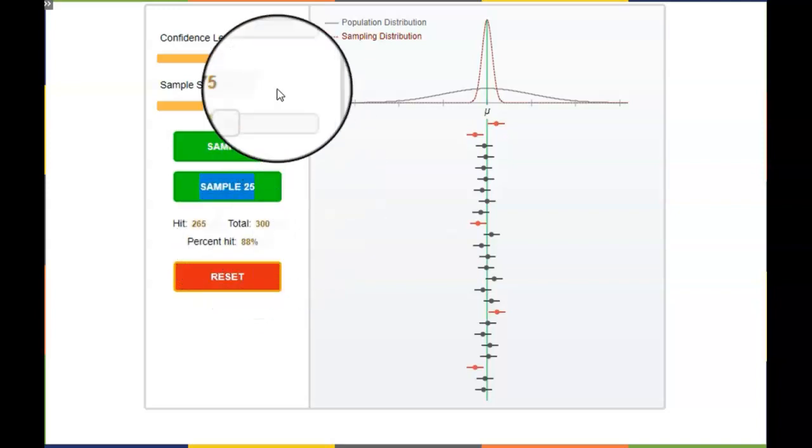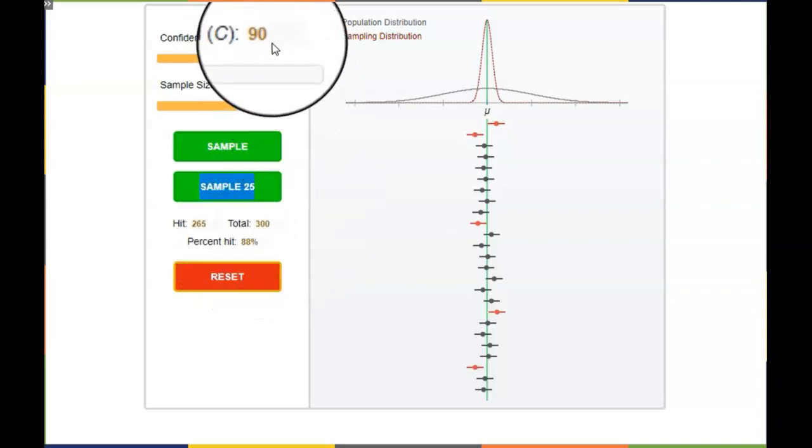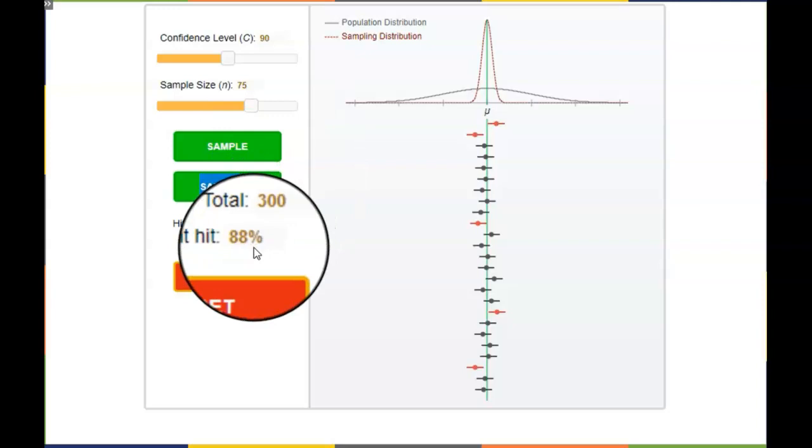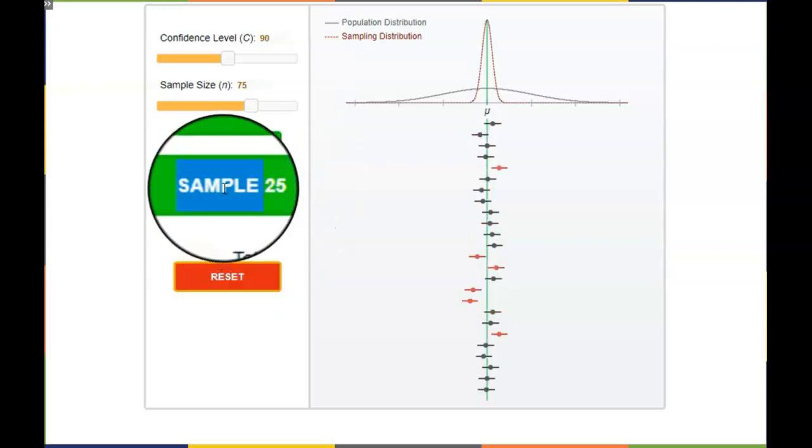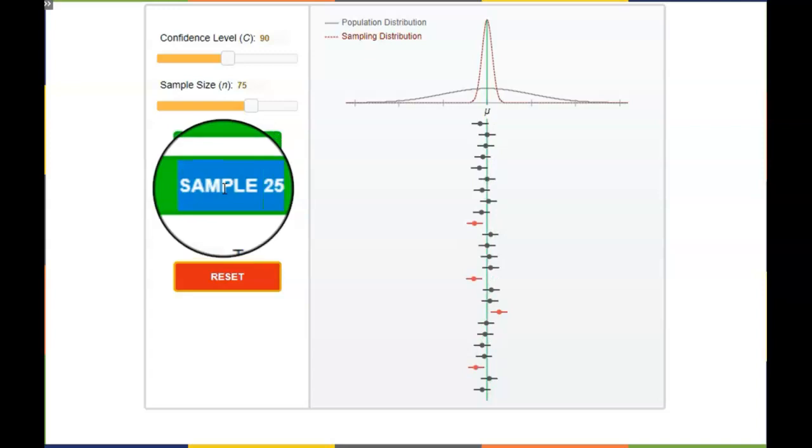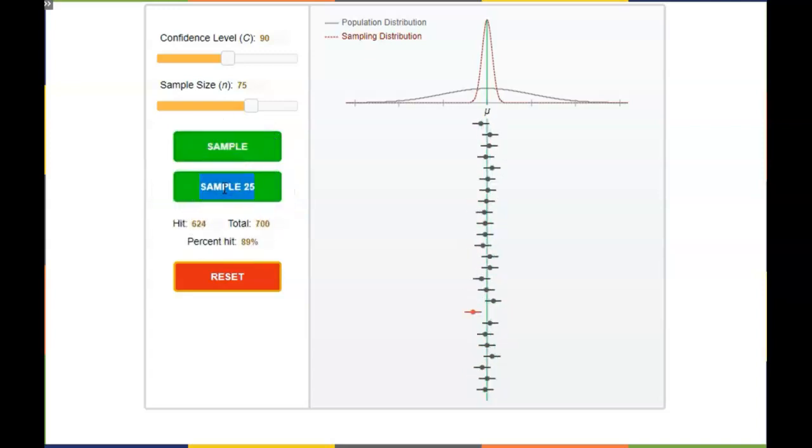Now remember, I said we might not hit exactly 90%, but that's pretty close. I could run it a couple more times, and we're getting closer and closer to 90% of the time we will include our population mean. There we go. So the more times that we run it, it will level out at 90%. So 90% of the time, our confidence interval that we build will include the population mean. That was changing the sample size.